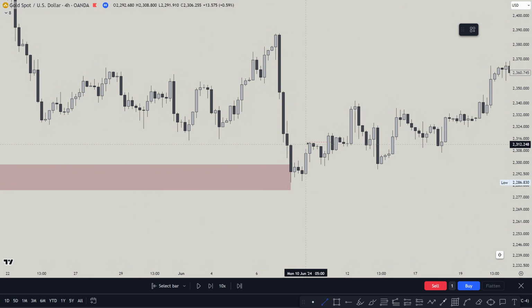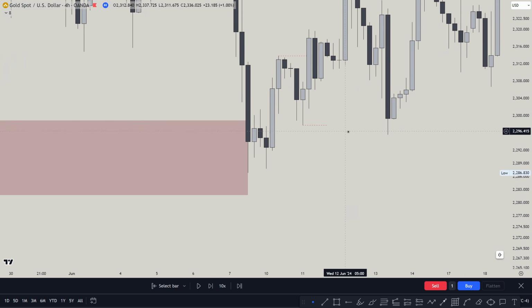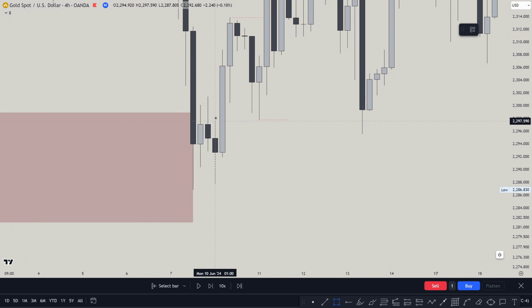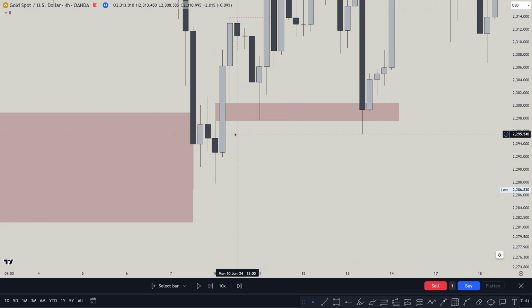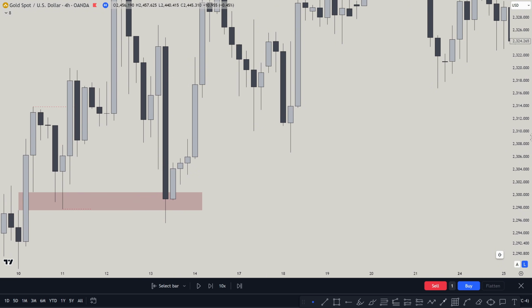So pullback, there's no valid one except this one. This is your first valid pullback. And what is it also? It's the first mitigation of the fair value gap. You see the fair value gap is not fully filled yet. From here to here, you see, we got a small part of the fair value gap as well as the order block. The price could actually go fill the whole fair value gap and then go to the order block and start pushing from there.